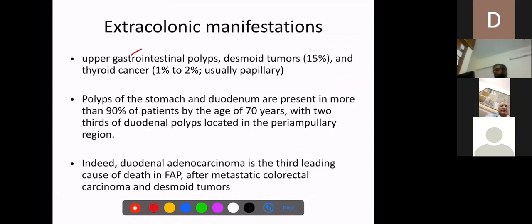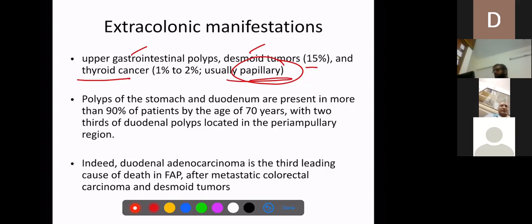Extracolonic manifestations: you have upper GI polyps, desmoid tumors in 15%, and thyroid cancers, usually papillary cancer. So which type of thyroid cancer occurs in FAP may be one question, and 4 options may be given, like Hurthle cell, follicular, papillary, like that. You have to go for papillary.